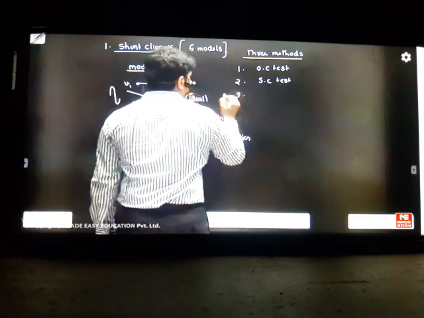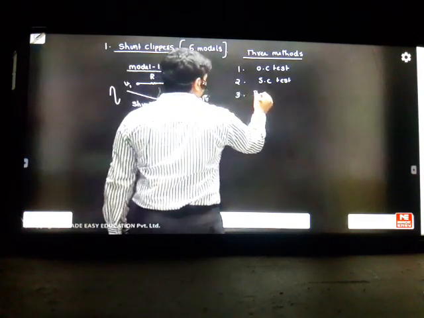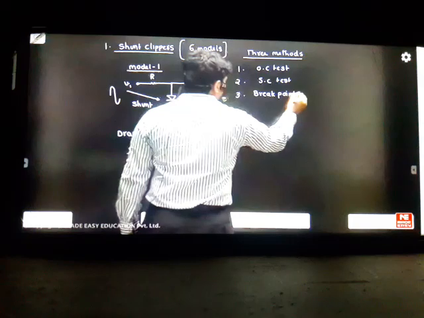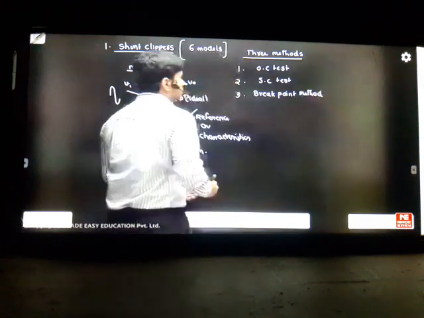But today I'm going to explain one special trick. One more trick we can use is the breakpoint method. So there are three different techniques.